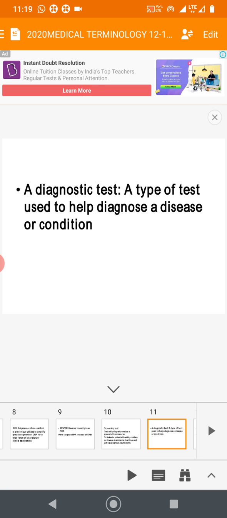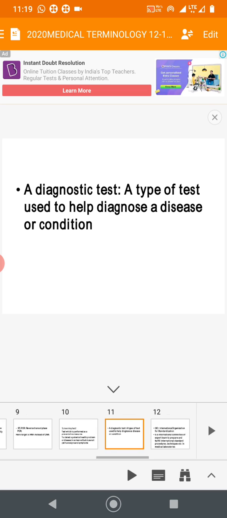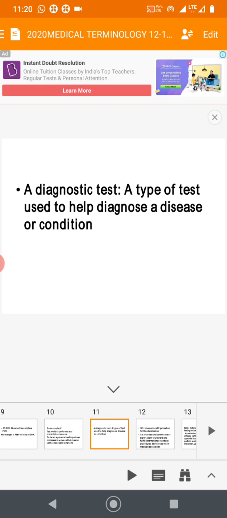But what is a diagnostic test? It is a type of test used to help diagnose a disease or a condition. With that diagnostic test, the clinician has to treat the patient. So, for example, the oral glucose tolerance test, OGTT, is a diagnostic test for diabetes mellitus. If the fasting blood sugar is above 125, it is diagnostic of diabetes mellitus. OGTT is a diagnostic test for diabetes, but random glucose is not always a diagnostic test.